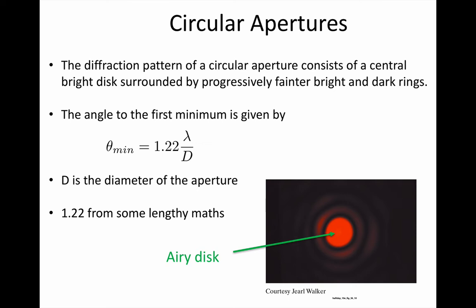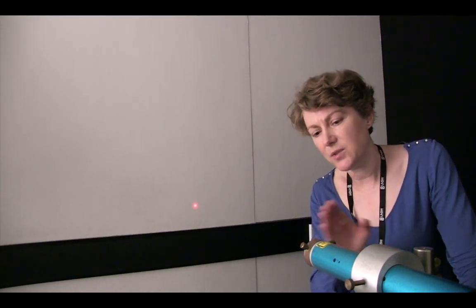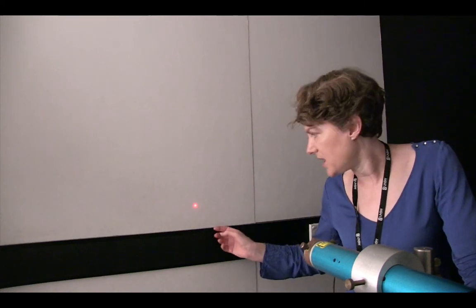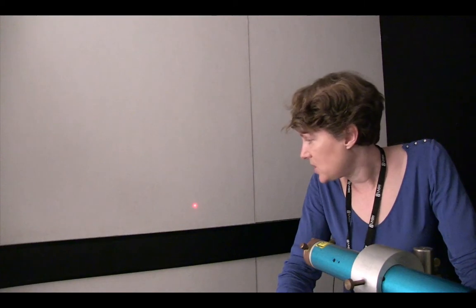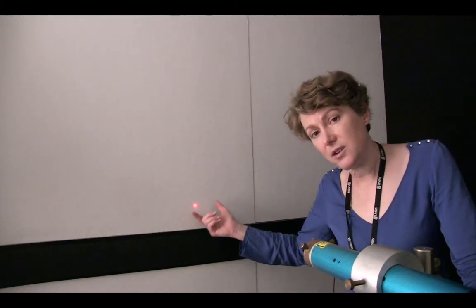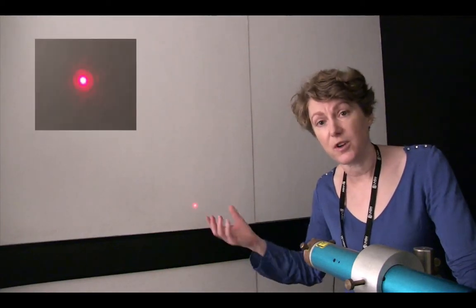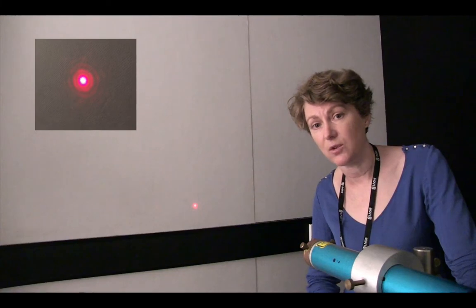I'm going to show you now an actual diffraction pattern from a circular aperture. Now, before I do any demonstrations putting anything in front of this laser, I just want you to see the pattern that you get simply from the laser beam itself hitting the screen, because you can actually see, and I know you can't see very well in the live footage, but I'm going to put up a still photo that's more of a close-up so you can have a look.